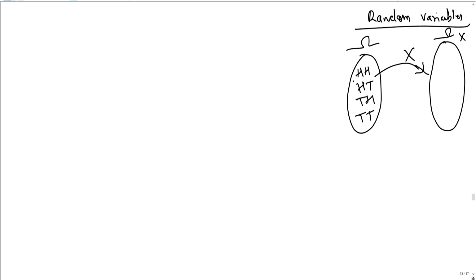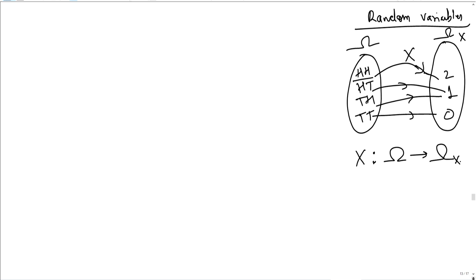So, what is the number of heads in the first member? HH, 2. So, it would map it to 2. If you take HT, then it would map it to 1. TH, it would map it to 1 because there is one head. TT, it would map it to 0. Okay. So, a random variable is a function which maps your sample space to another space omega x. Okay. So, a random variable is a mapping from omega to omega x.